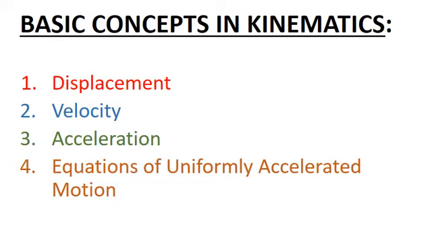Now, kinematics is a branch of mechanics that studies the movement or the trajectory of an object. It tries to calculate or evaluate things like displacement, acceleration, and velocity of an object. So I will give you a brief idea of what is meant by displacement, velocity, and acceleration before we move on to something more important, which is the equations of uniformly accelerated motion.